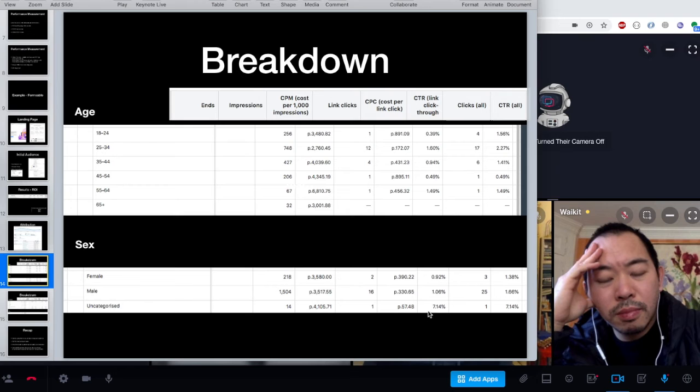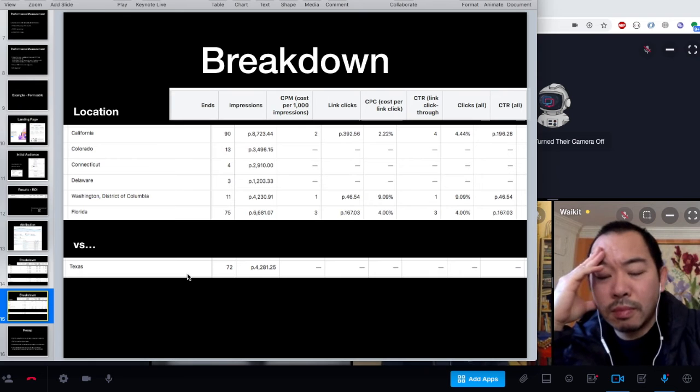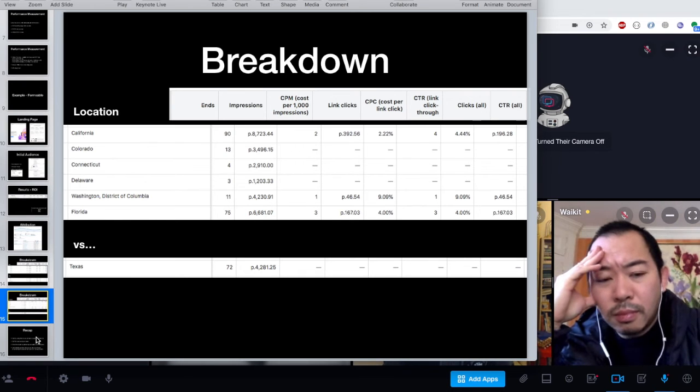So you can't use age and sex to target that further, but you could use this data to understand that there might be certain locations within the country where people are responding better to the offering that you have.